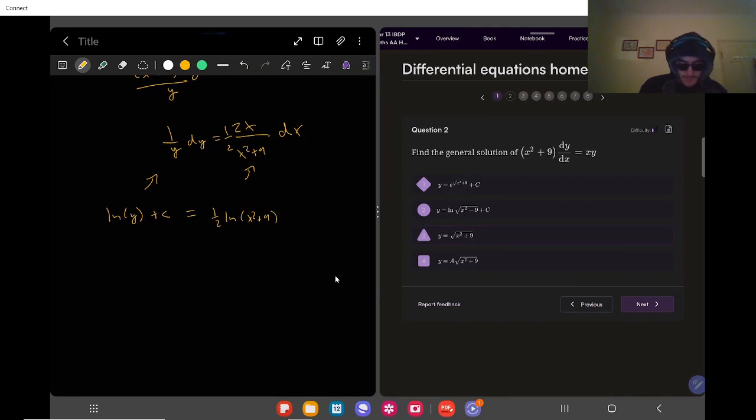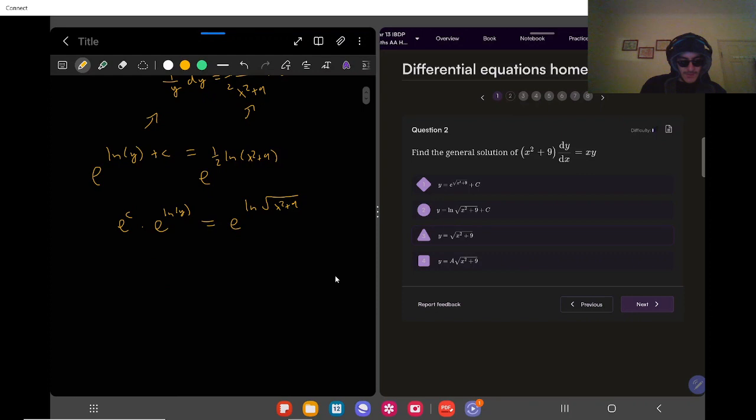Anything we can do? I think we can do e to the power of both sides, just like before. It's e to the c y. Let me visually show it to you. This is the same as e to the c times e to the ln y, because of the power rule, which equals e to the ln root x squared plus 9. This part's just y. If we divide by e to the c on both sides, it becomes e to the ln root x squared plus 9 minus c. I hope that's somewhere here.